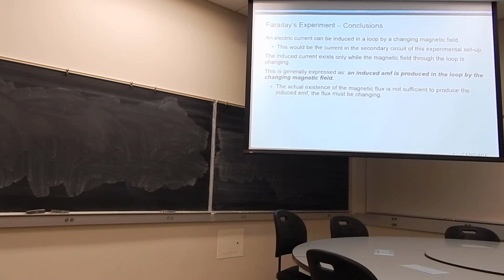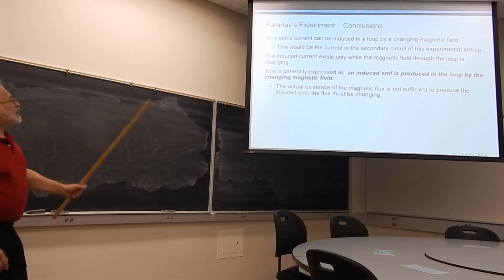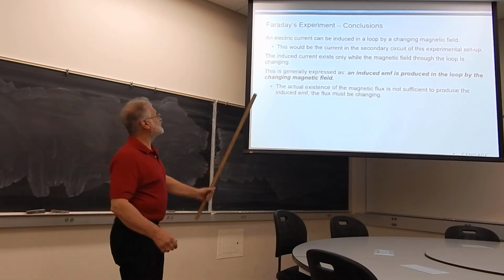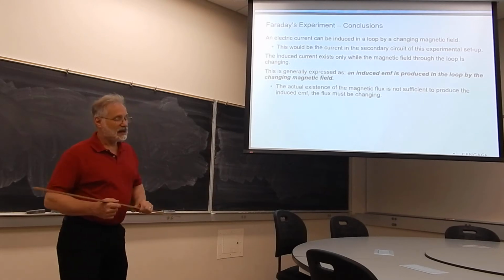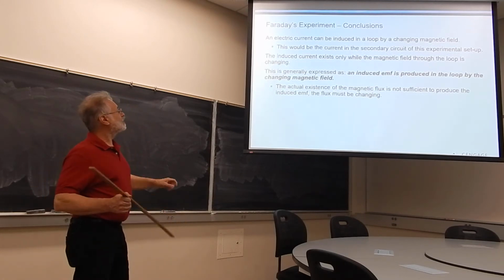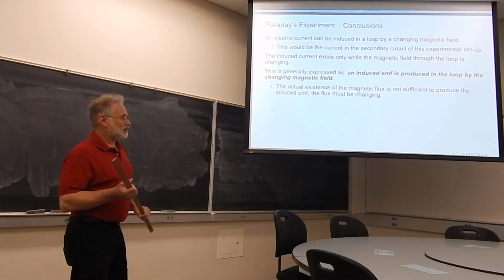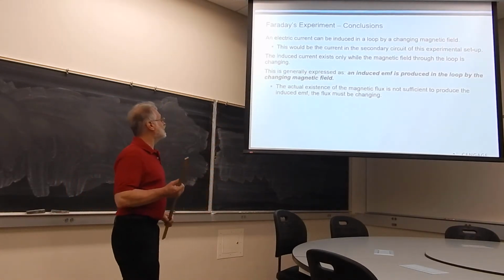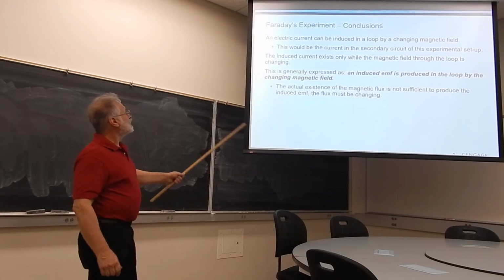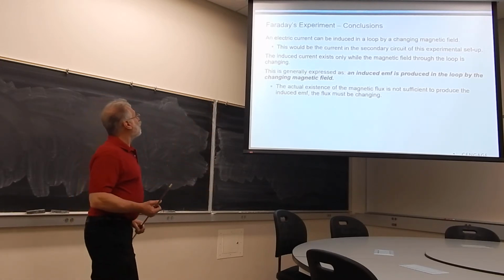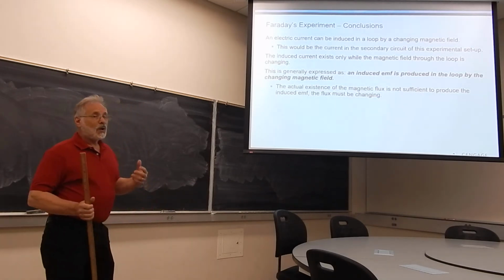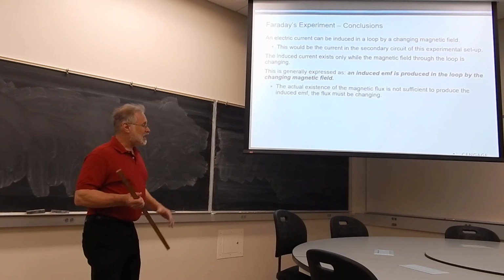So, what do we conclude from all of this? Well, first of all, I can induce an electric current in a secondary loop just by changing a magnetic field, whether it's using a bar magnet or putting a current through a primary coil and inducing the field in a secondary coil. While the field is changing, I get the current. When the field is constant, I get zero current.